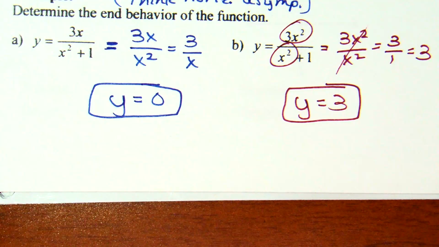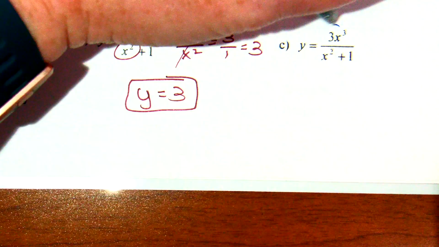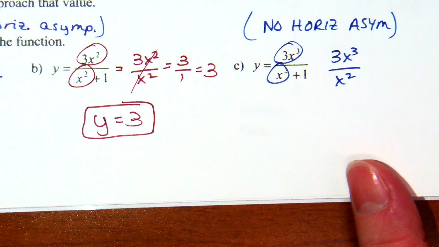Okay, C. Ooh, I just looked at the time. Okay, what do you notice about C? Power on top. Okay. There's no horizontal. Biggest power on top, meaning in terms of asymptotes, there are no horizontal asymptotes. Are we agreeable there? Yes. Now, is this question technically asking about horizontal asymptotes? No, it's asking about end behavior.